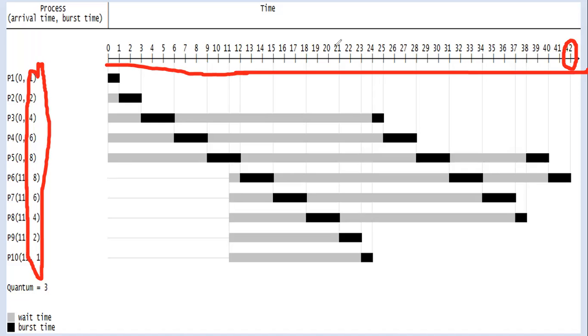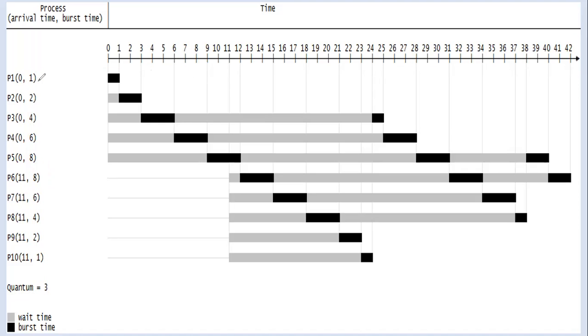So in this case, you can see our total burst time for this system will be 1 plus 2, that is 3, 7, 13, 21, 29, 35, 39, 41, 42. And that is 42 on this side, because that is the time when the last process will exit from the system.